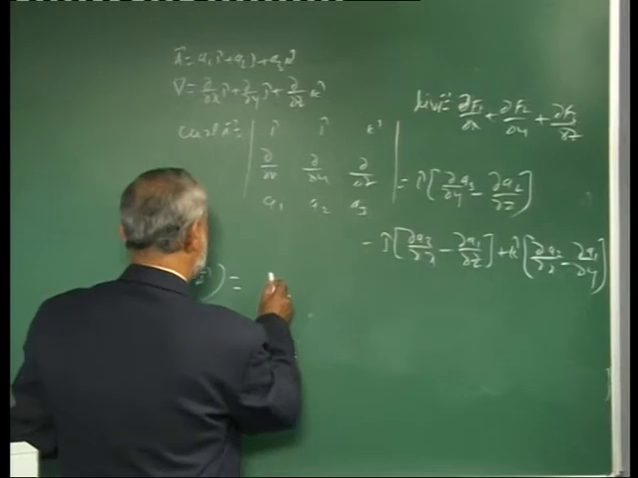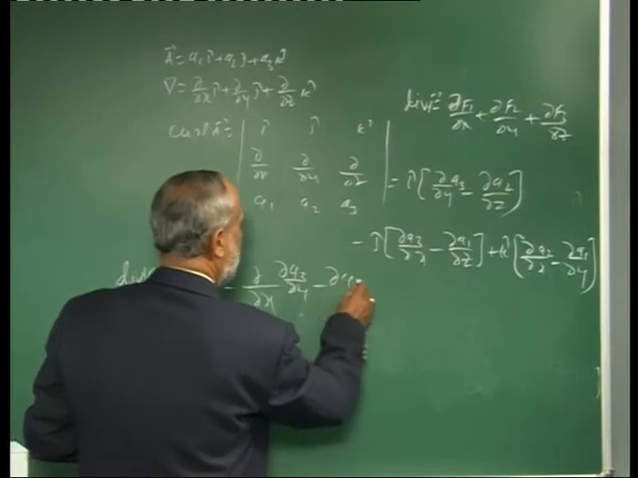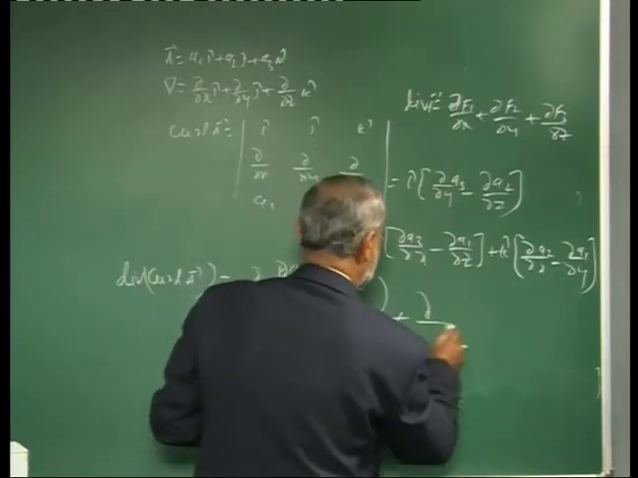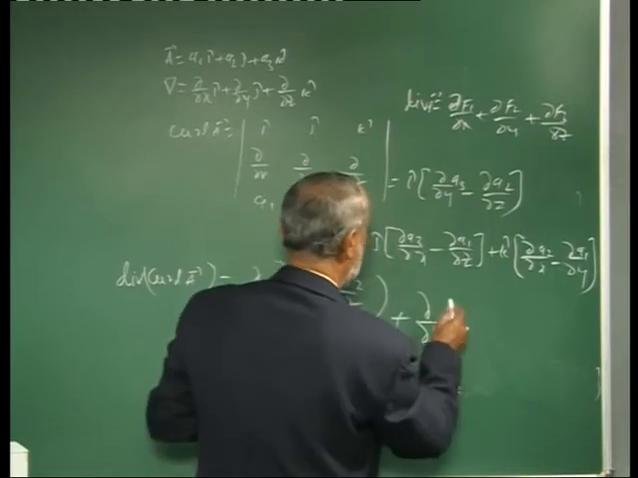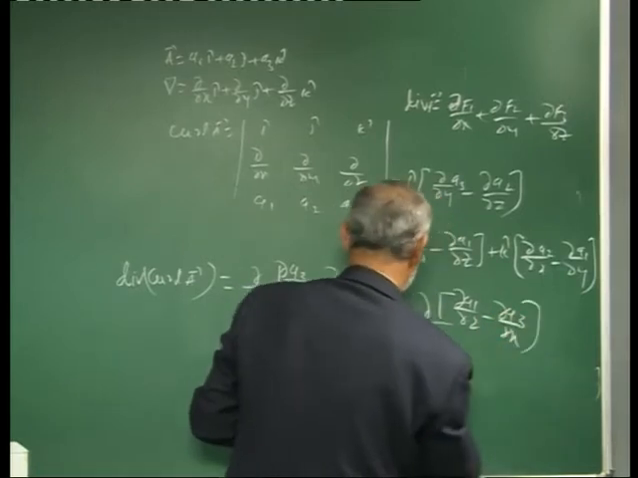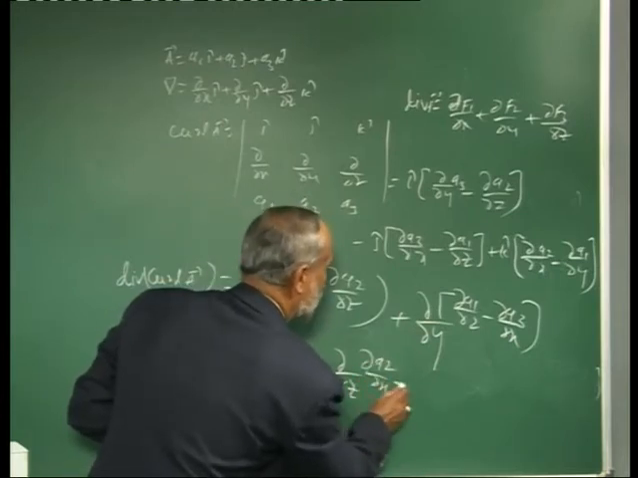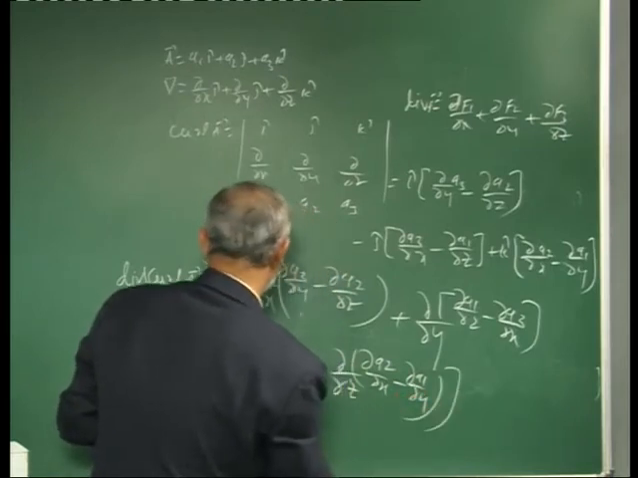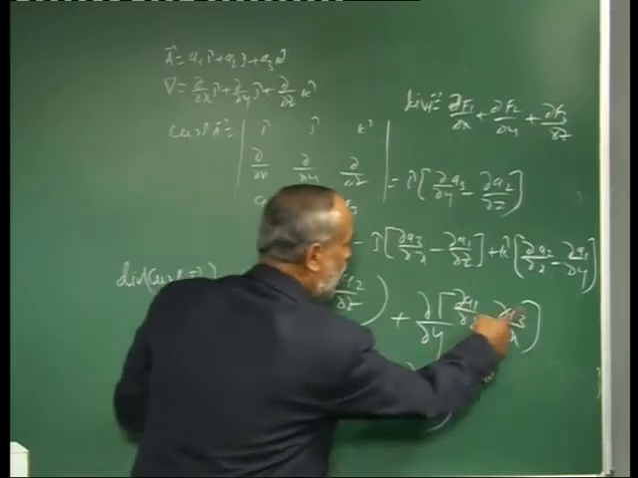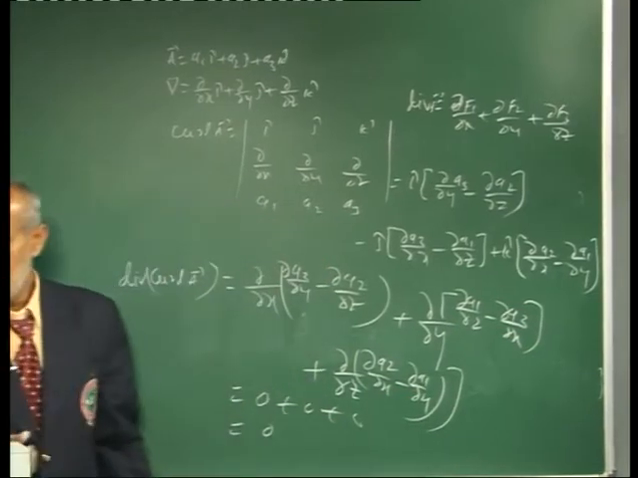Divergence of curl A vector means ∂/∂x of (∂A3/∂y minus ∂A2/∂z), plus ∂/∂y of this, minus (∂A1/∂z minus ∂A3/∂x), plus ∂/∂z of (∂A2/∂x minus ∂A1/∂y). Differentiating partially with respect to x, this term has no x term, 0. Here there is no y term, 0. Here there is no z term, 0. Then divergence of curl A vector equals 0.